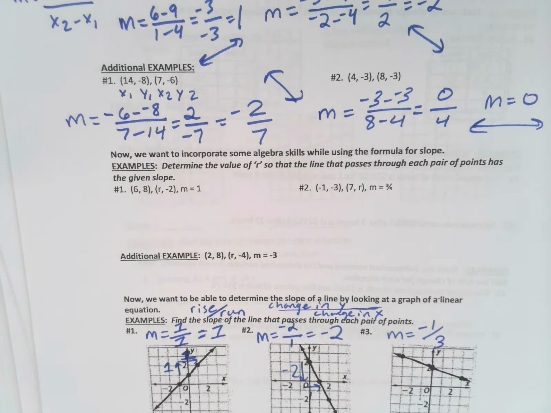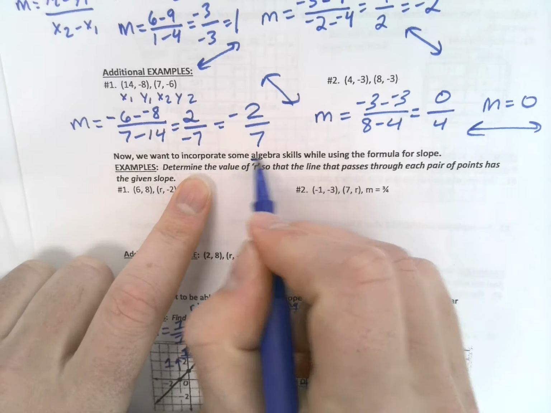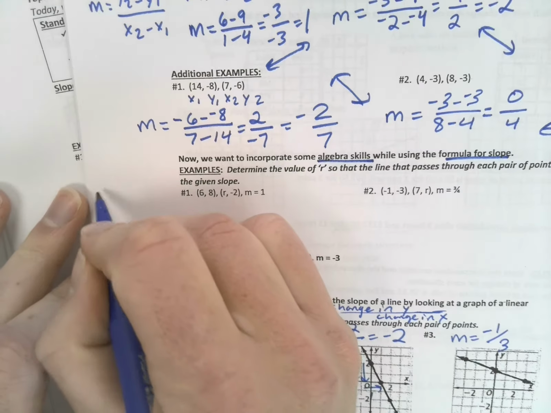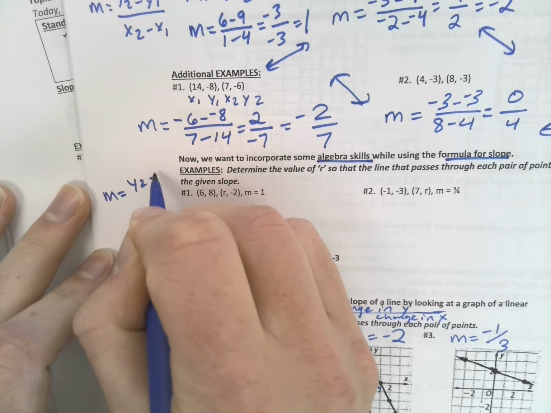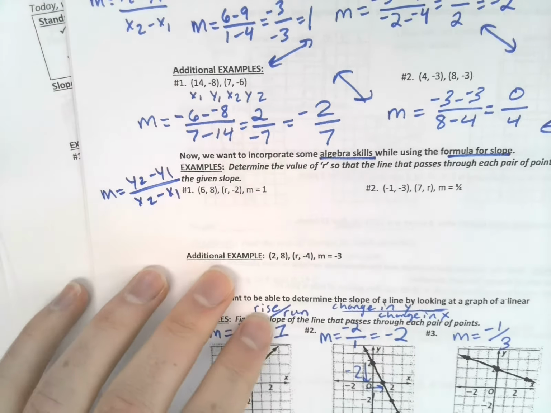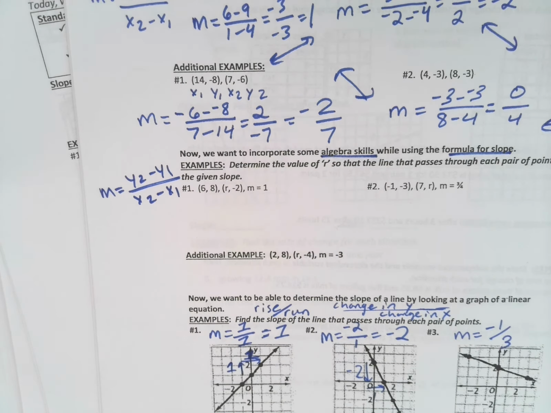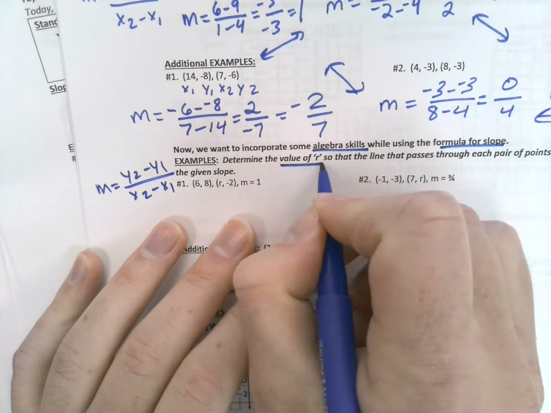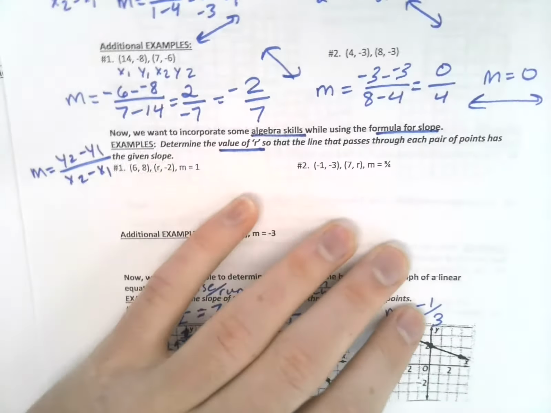So, big thing here is, we want to incorporate some algebra skills when we're talking about that formula for slope. You guys remember y2 minus y1? We've talked about it about 18 times today, right? Over x2 minus x1. What do you notice that's a little weird here? What are our directions here? We're trying to determine the value of R.